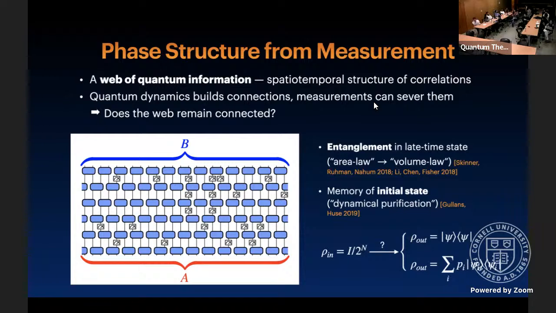Could I ask a question? Yep. Well, it's a two-part question. So I imagine from the way you're describing it that the critical value of this measurement probability is the same for these two cases. And what I'm wondering is, do we have an analytic handle on that number?